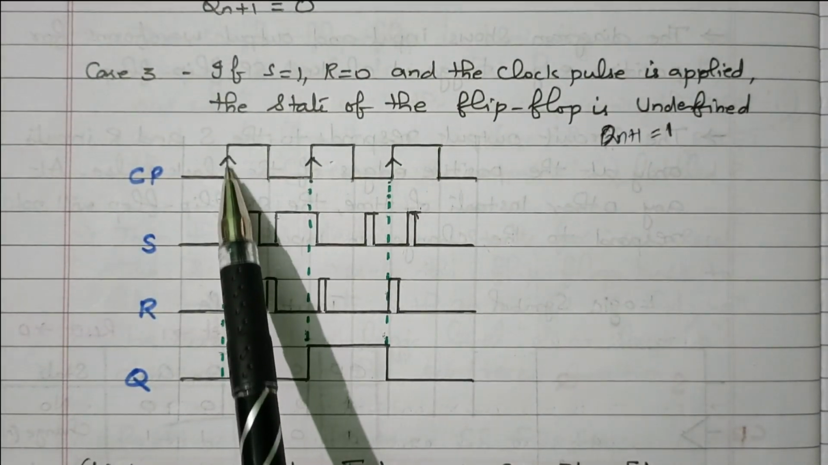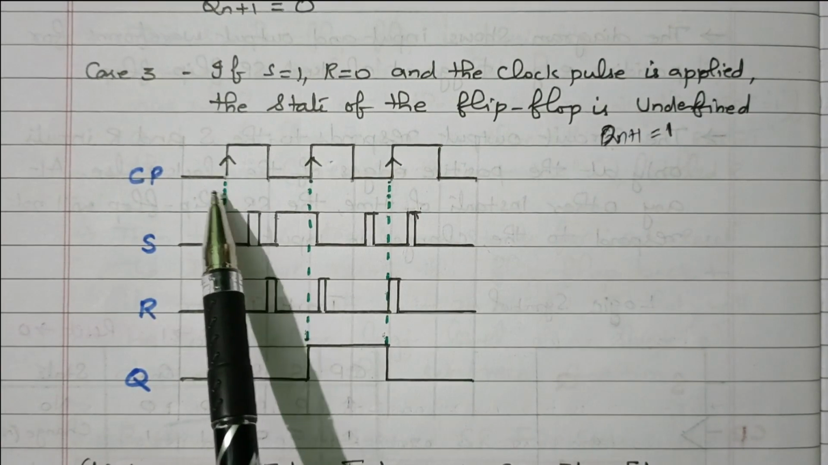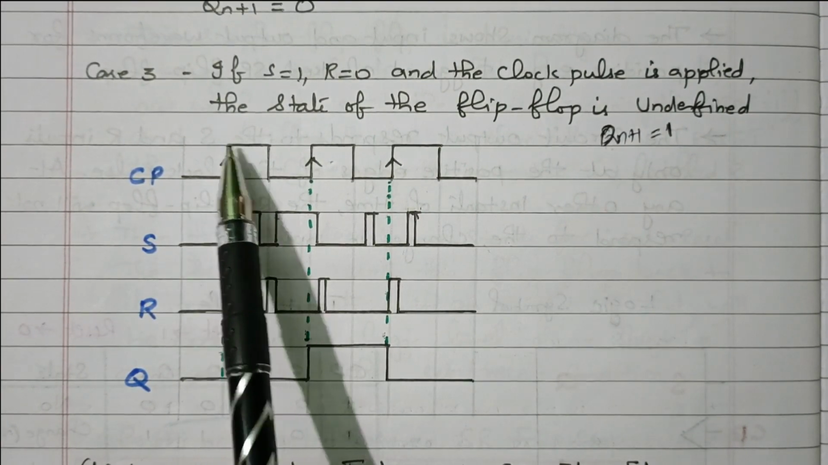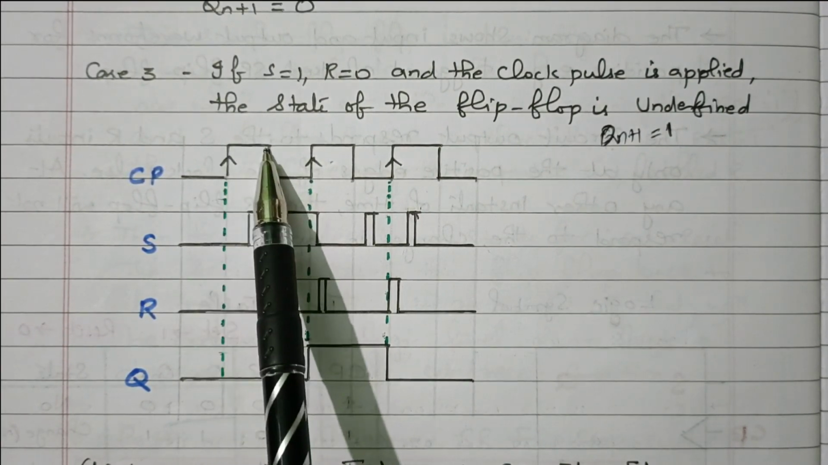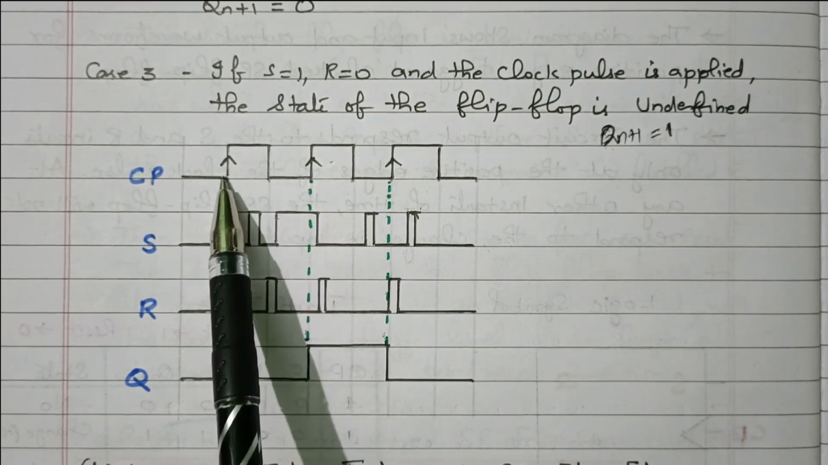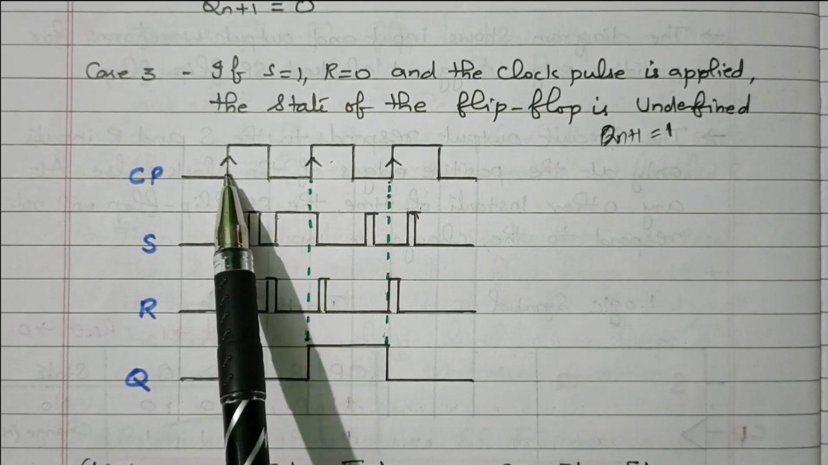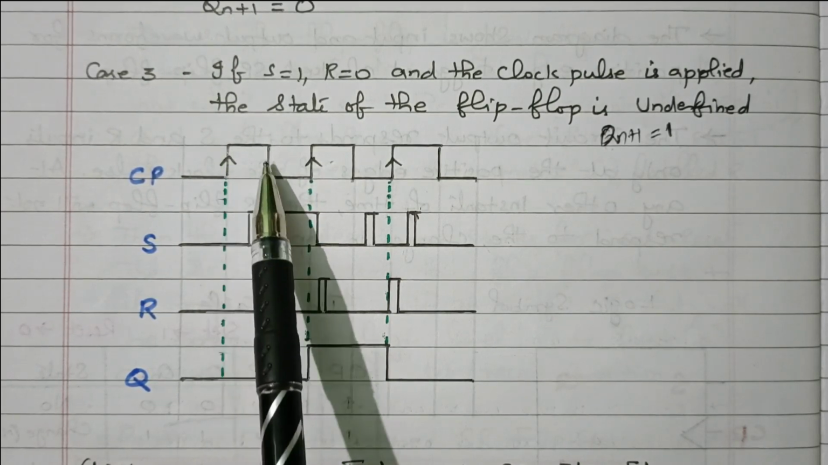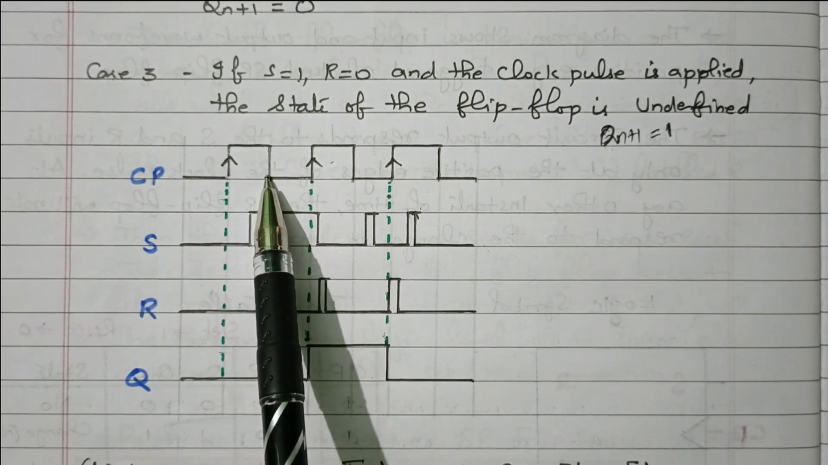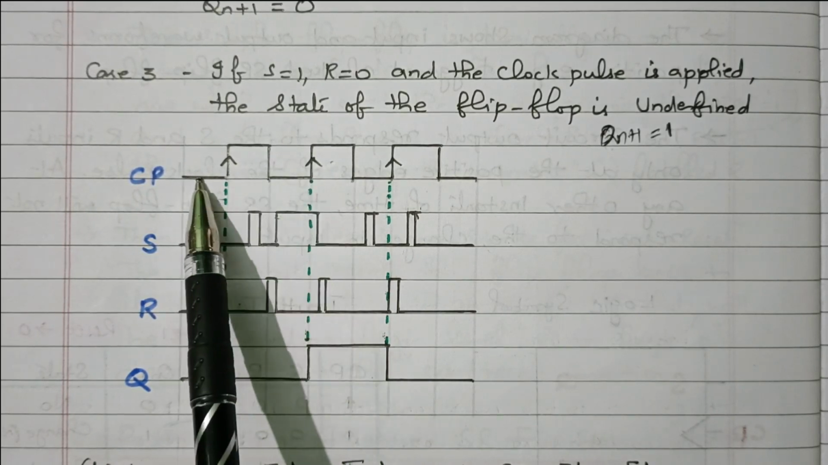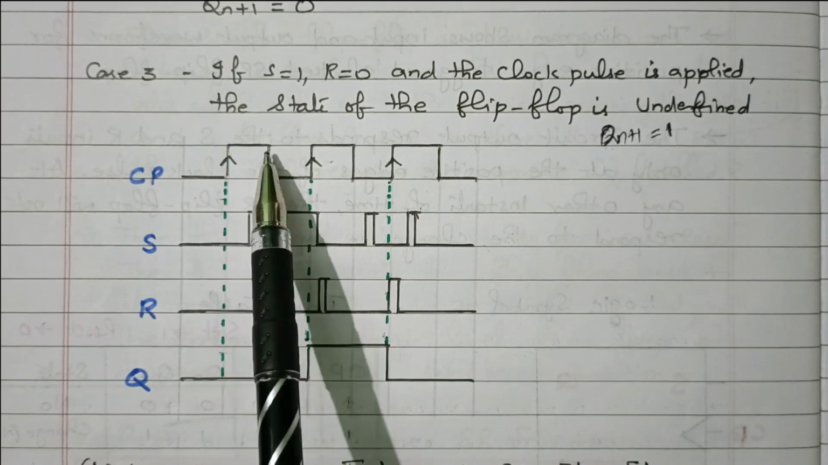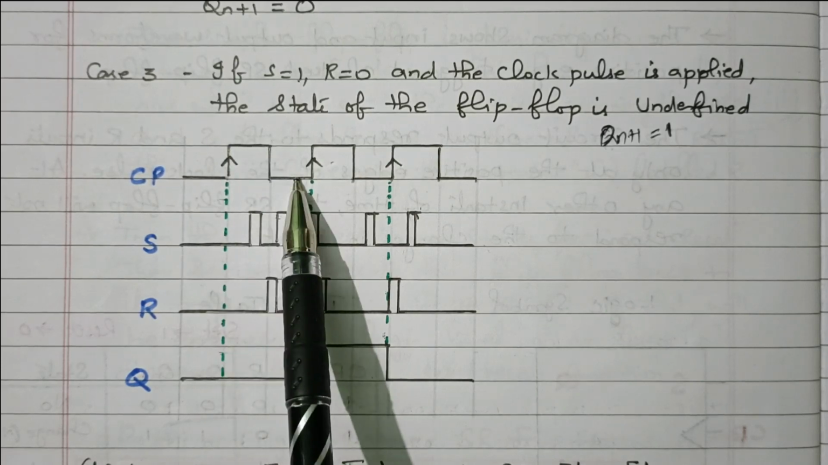So this is a positive edge triggering clock pulse. Whenever the clock pulse is rising, going up, this is called a positive edge, increasing. This is called a negative edge, going down. Here from 0 to 1 is the positive edge, and 1 to 0 is the negative edge.